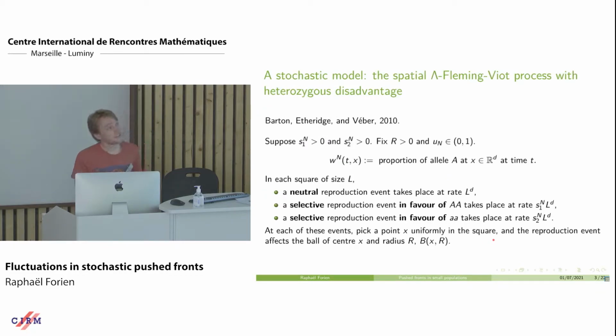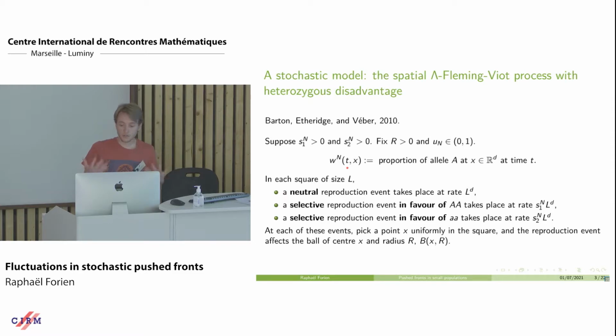So in order to understand this, we can consider this model, the spatial Lambda-Fleming-Viot process that was introduced by Barton, Etheridge, and Véber in the year 2000. And the model is as follows. The population occupies a spatial space R^d, and at each location we record the frequency of capital A allele. That's the function W_n(t,x), the proportion of capital A allele at time t at location x.